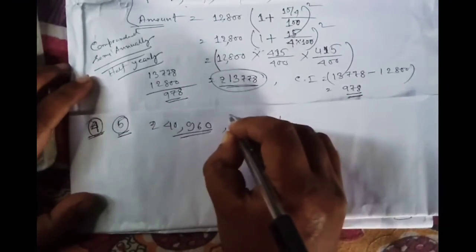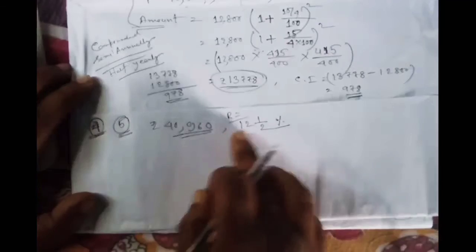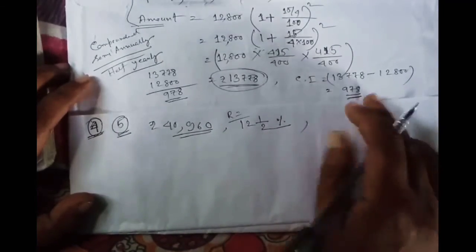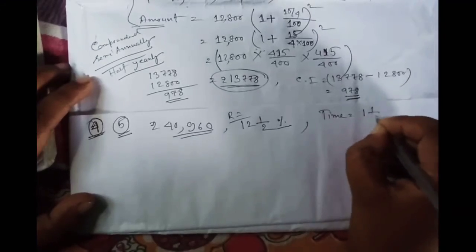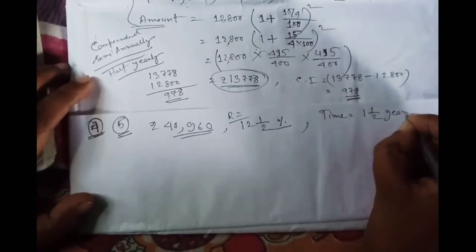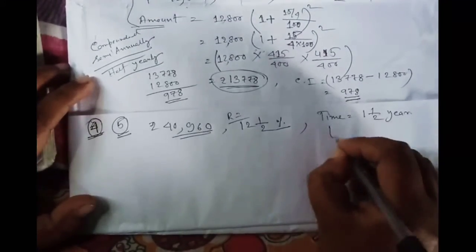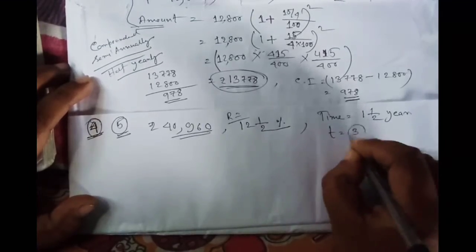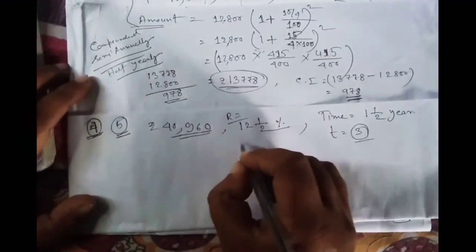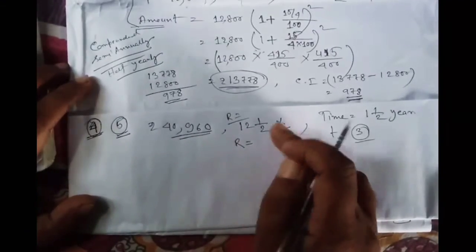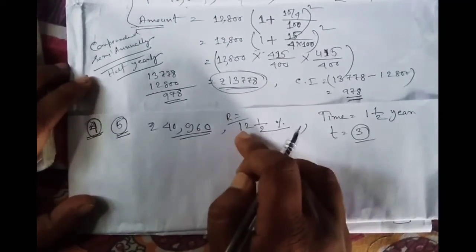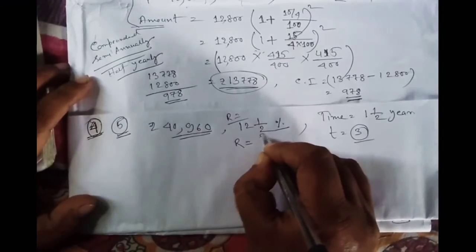So the rate should be this, and time 1.5 year. So T should be 3 here, and since it is compounded half yearly, rate should be 25 by 4. This is 25 by 2, that means 25 by 4.